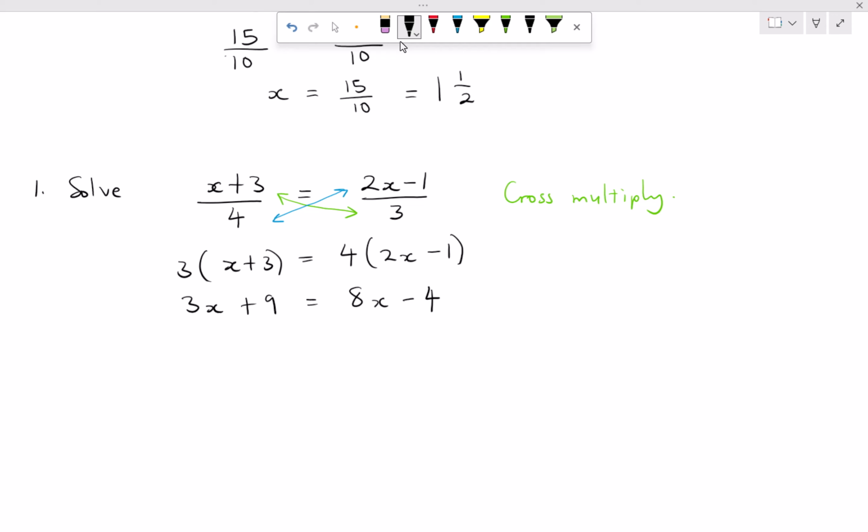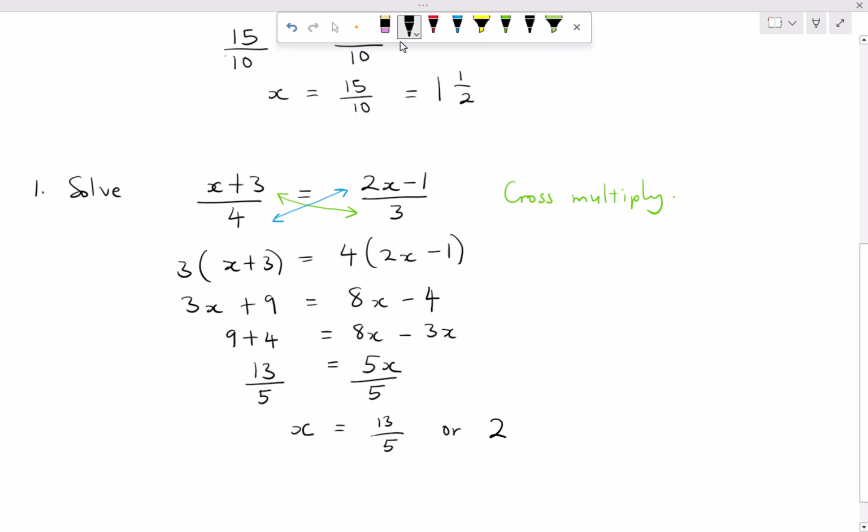Now we group like terms together and we remain with 9 plus 4 is equal to 8x minus 3x. 9 plus 4 is 13, which is equal to 5x. Then we divide both sides by 5 so that we get our x value. Our x is equal to 13 over 5 or 2 and 3/5. So the simplest way to solve equations with fractions like this, you simply cross multiply.